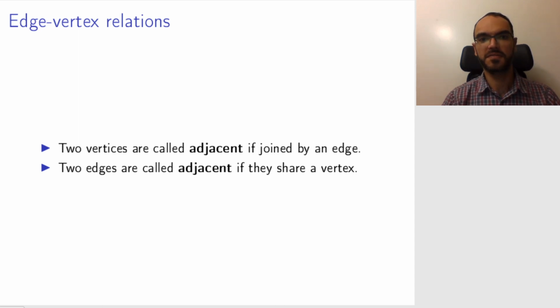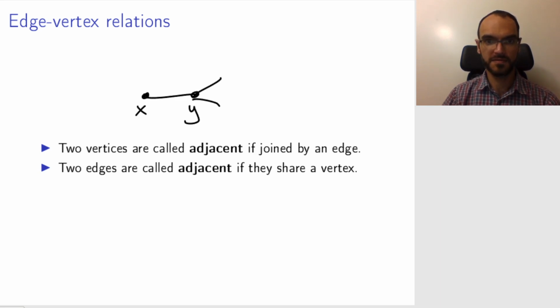Okay, so the next thing we will look at is the relations between edges and vertices in a graph. We want to have some definitions and some concepts that will help us understand the structure of a graph. So the first notion is that of adjacency. If you have two vertices in a graph, say x and y, and maybe you have other stuff in the graph, these vertices x and y are called adjacent if they are joined by an edge.